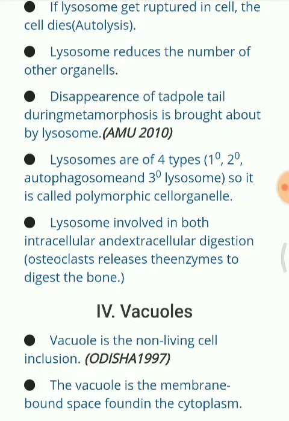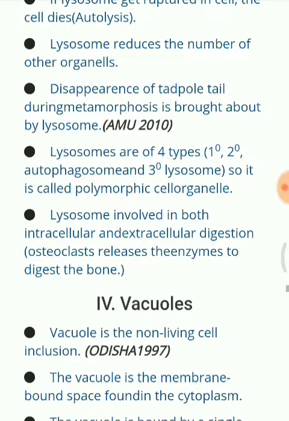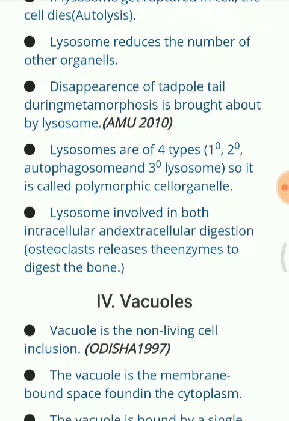Lysozymes are of four types: primary, secondary, autophagosomes, and tertiary lysosomes. So it is called a polymorphic cell organelle. Lysozymes are involved in both intracellular and extracellular digestion. Osteoclasts release the enzymes to digest the bone.